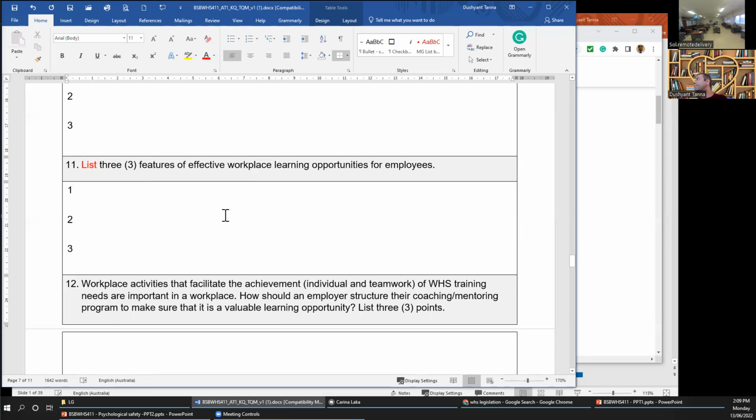Next, 3 features of an effective workplace learning opportunity for employees. So have a learning that caters to everyone's need. Make sure it's relevant to the employee, right? It's an ongoing learning, throughout the year, not like done and forget. A couple of things you can add on top of it. So that's all about learning opportunities for employees.